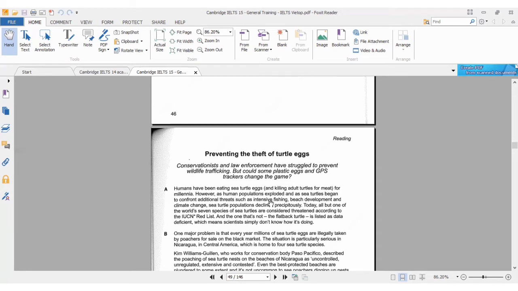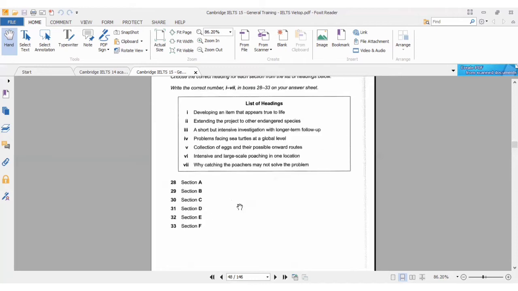But then the description of the problems went, you know, where they talked about meat, that's number one. And then you have intensive fishing, beach development, climate change. And then this has affected their population. So when you find a paragraph, that paragraph is going to be a detailed breakdown of a particular heading. Are you with me? Are you getting it?